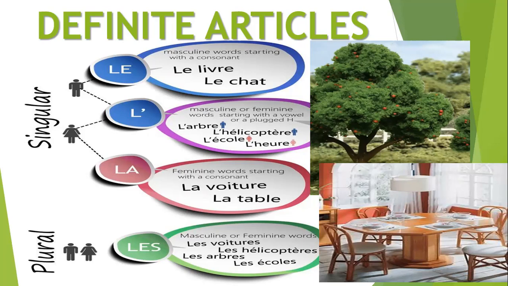Now we have learned the singular articles, which are le, l' apostrophe, and la. For the plural, it's again easy. You don't have to think about gender. You just see the word is ending with S, and you put les, pronounced as lay. It is applicable for both masculine and feminine words.